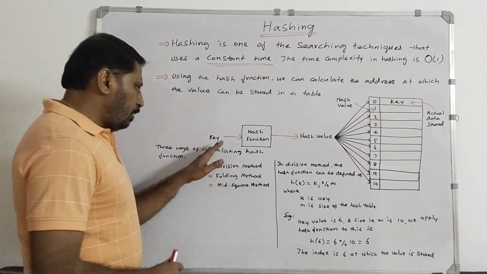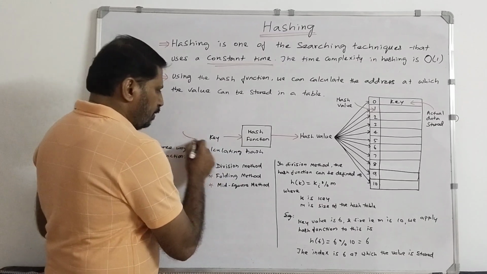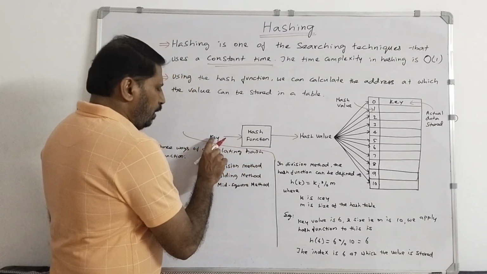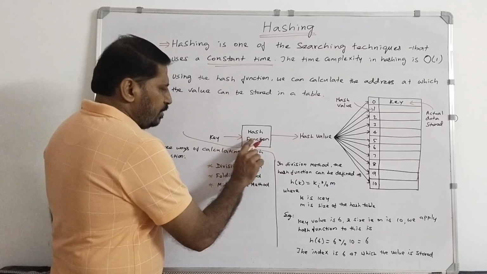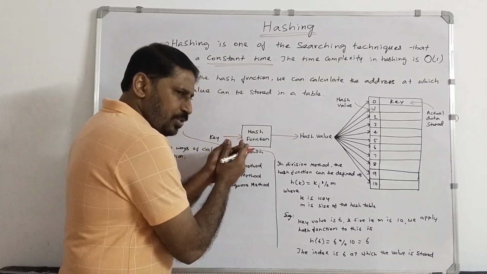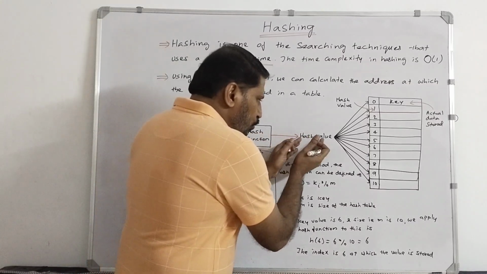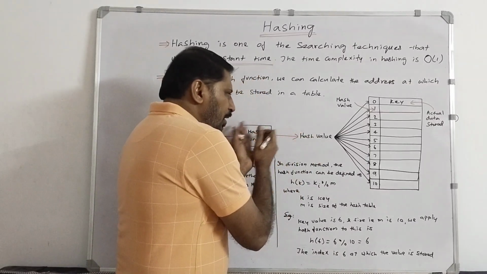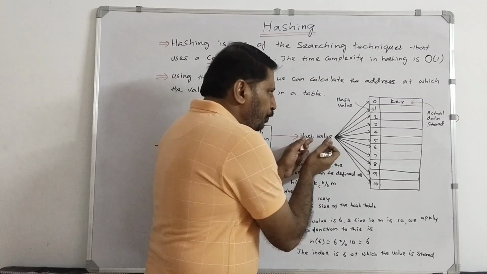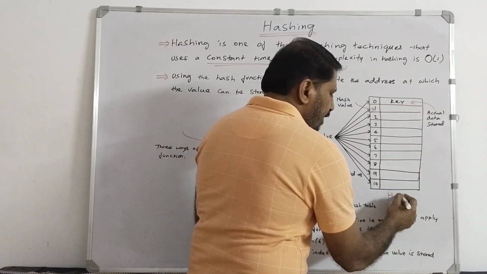Here I am giving this key. The key is inserted, we apply the hash function to the key, and it is converted into the corresponding hash value. Then it goes to the hash table. So this is what we call the hash table.